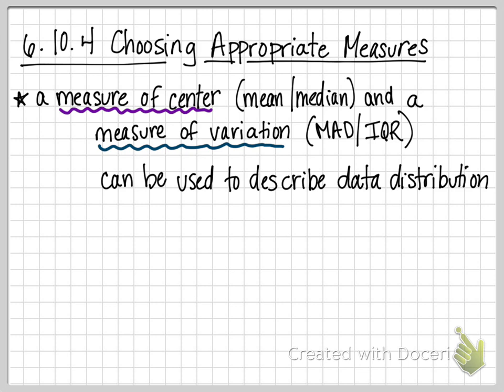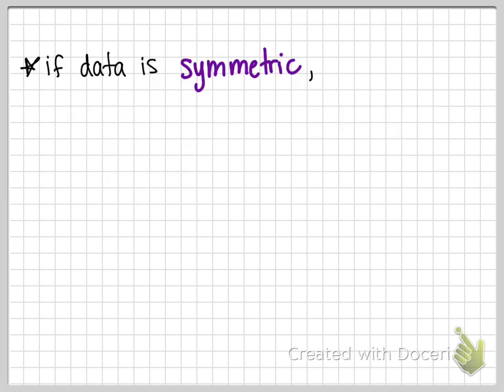So if the data is symmetric, so if it is distributed symmetrically, right? And remember what that looks like. It kind of goes up toward the highest number and then goes down, or it's symmetrically distributed on both sides of a low.